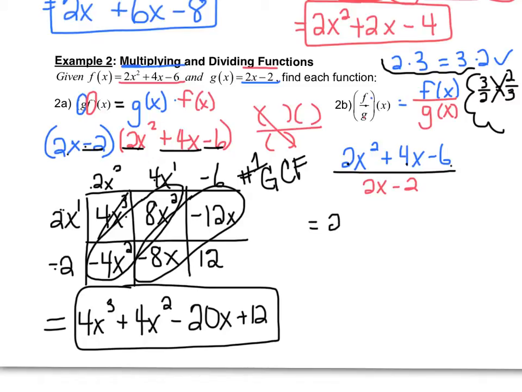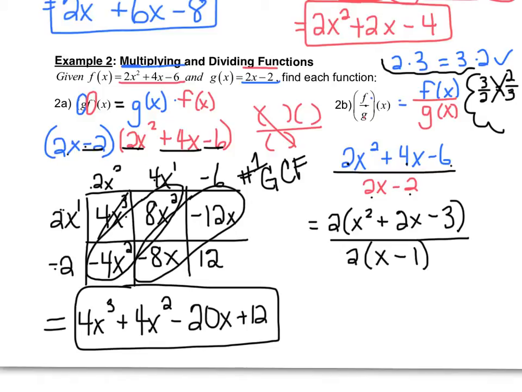Yep, we can divide them all by 2. If we do that, we'll be left with x squared plus 2x, because 4 divided by 2 is 2, minus 3, because 6 divided by 2 is 3. All right, let's do the same thing on the bottom. Is there a GCF on the bottom? Yes, it's 2. So 2 divided by 2 is 1, 1x, and then negative 2 divided by 2 is negative 1. All right, now that these 2's are both multiplied on top and bottom, we can cancel those out.